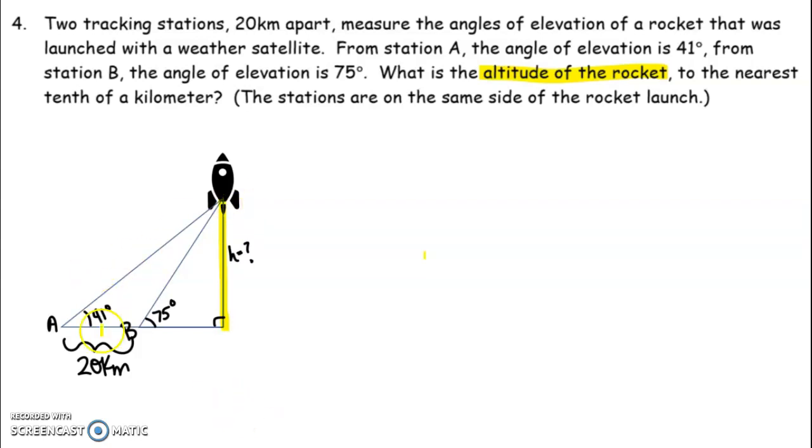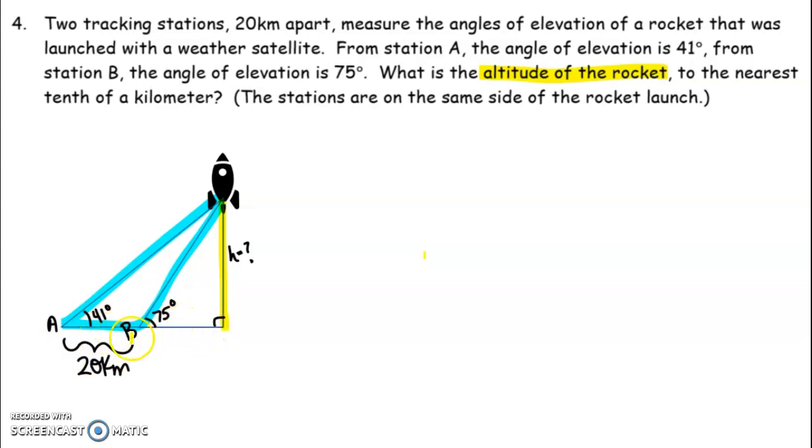In order to approach this question, I'm going to look at these two triangles as two separate entities. So let's look at the first triangle on the left-hand side because it gives us the most information. It has an angle of 41 degrees and one side length of 20 kilometers. But there's something else that we know about it.